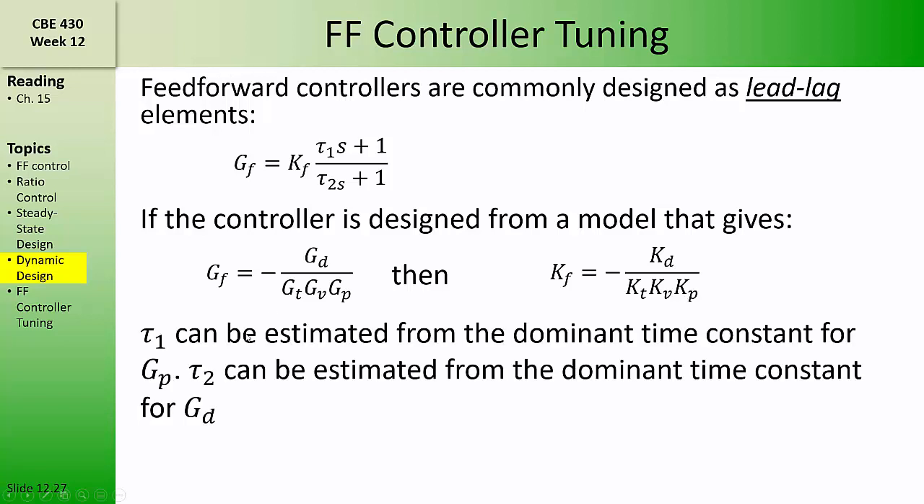Tau1 can be estimated from the largest time constant among all of the time constants in the denominator transfer functions. Usually that's the dominant time constant in GP because valves and sensor transmitters are usually very fast. And tau2 can be estimated from the dominant time constant for GD. If we want to design a static feedforward controller, that is one only based on steady state considerations, then the feedforward controller in the Laplace domain should simply be this ratio of gains.